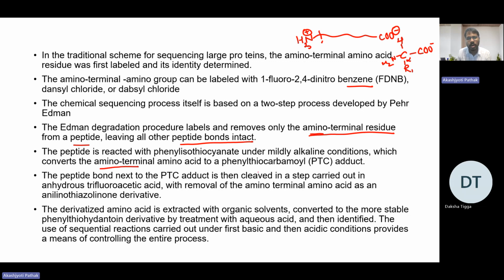Now this peptide is reacted with phenyl isothiocyanate under mildly alkaline condition, which converts the amino terminal amino acid to a phenyl thiocarbamoyl adduct. The peptide bond next to the PTC adduct is then cleaved in a step carried out in anhydrous trifluoroacetic acid, with the removal of the amino terminal amino acid as an anilino thiazolinone derivative.